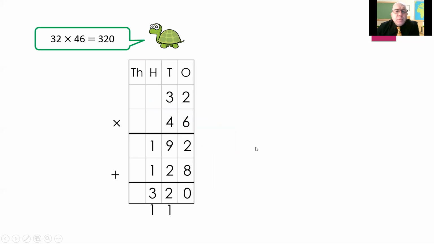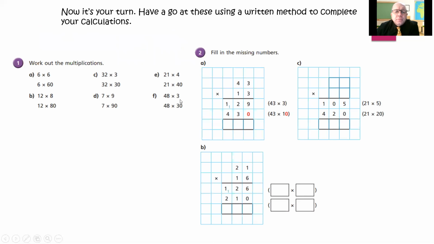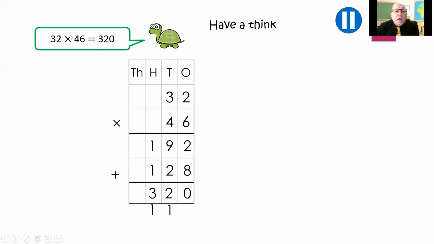Right, take a moment to look at this question, because our little tortoise friend thinks that 32 times 46 is 320. Does that sound sensible? Have a moment. Oops. Sorry, let's go back to that one. Hopefully you've realized that he's made a little mistake. Let's quickly work it through.